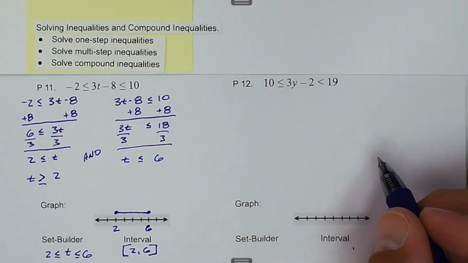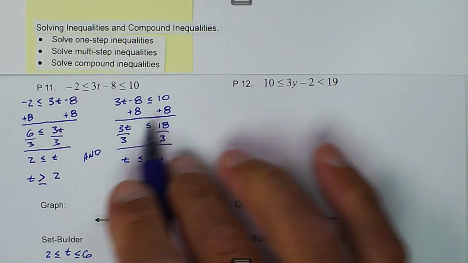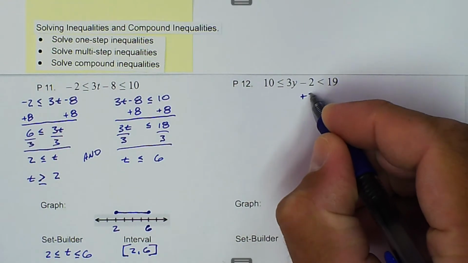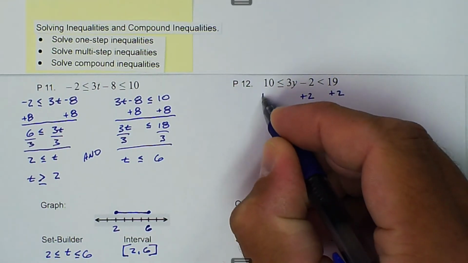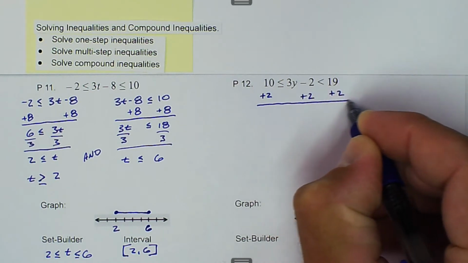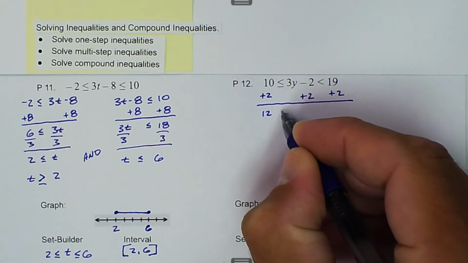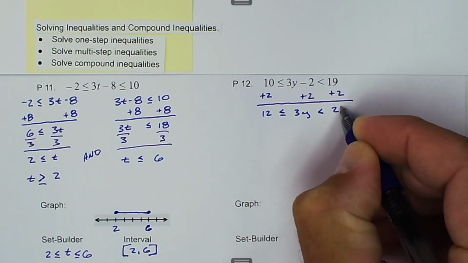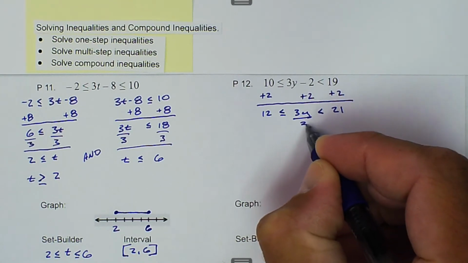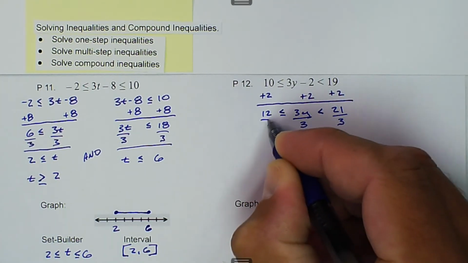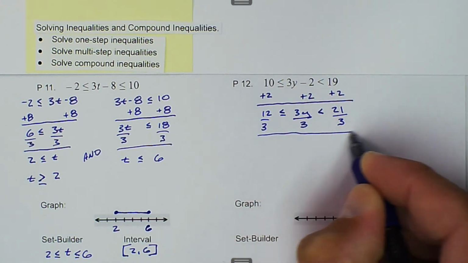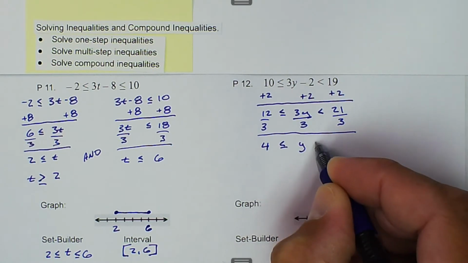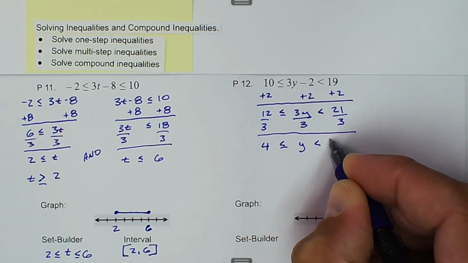This one, I'm going to solve simultaneously. I wrote it down separately here. This one I'm going to solve at the same time. So I'm going to add 2 to all sides of the inequalities. In this case, we have 12 is less than or equal to 3y is less than 21. Then we can divide all sides of the inequality by 3. And then we get 4 is less than or equal to y is less than 7.